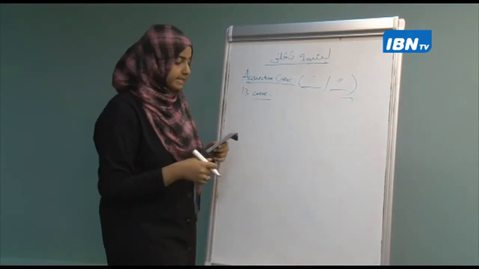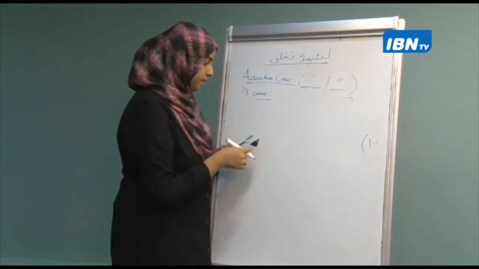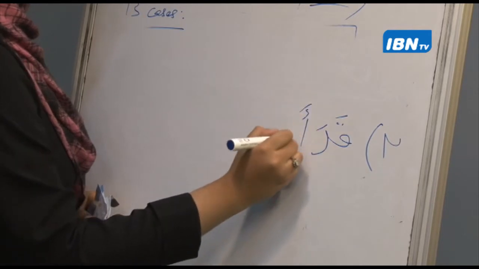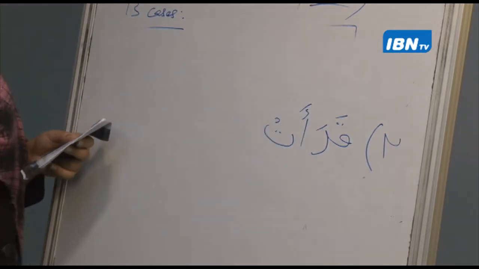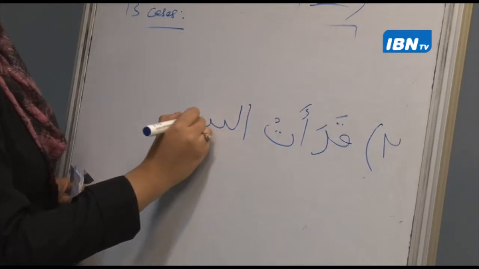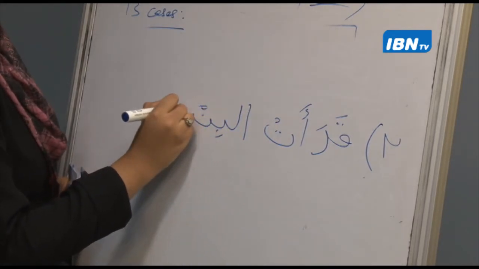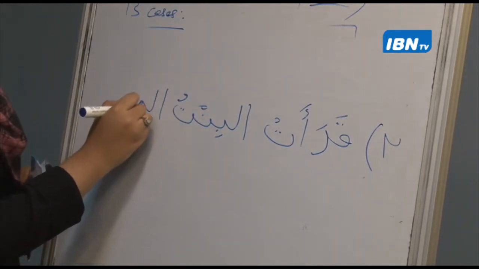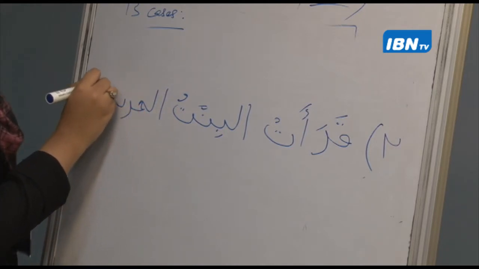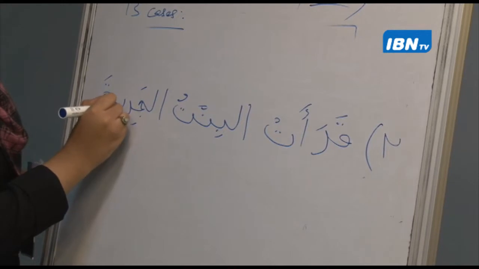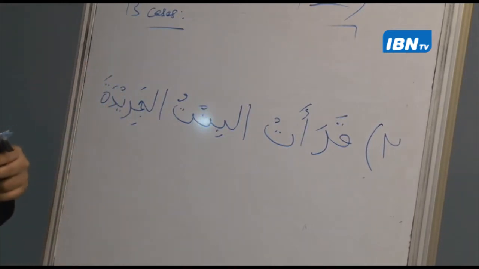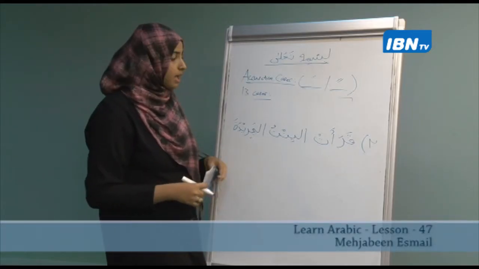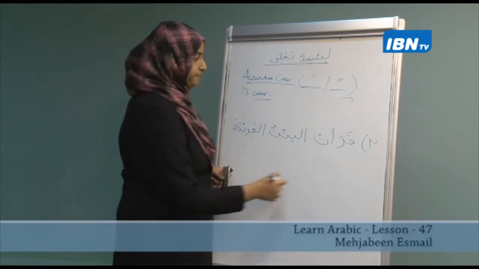The second example that we have here is قرأت البنت الجريدة. You know what jaridata means? Jaridata means newspaper. So قرأت البنت الجريدة, meaning the girl read the newspaper. قرأت.